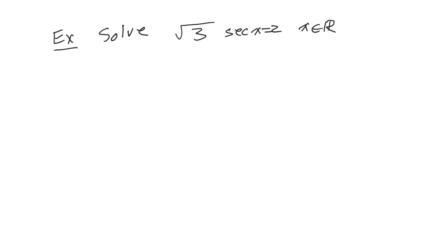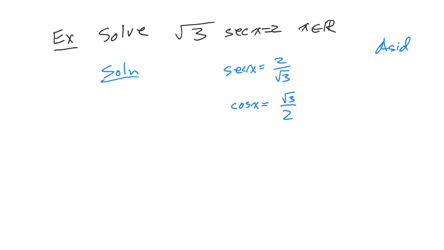So for this next problem, you're given the square root of 3 sec of x is equal to 2, and x can belong to any number. What I need you to do is find all the solutions. And in order to do that, we start by doing this. We don't really know what sec x is, but we do know what cosine is. So the first thing that we're going to do is change sec x to equal 2 over root 3. Then we're going to flip it to get cosine of x is equal to root 3 over 2.